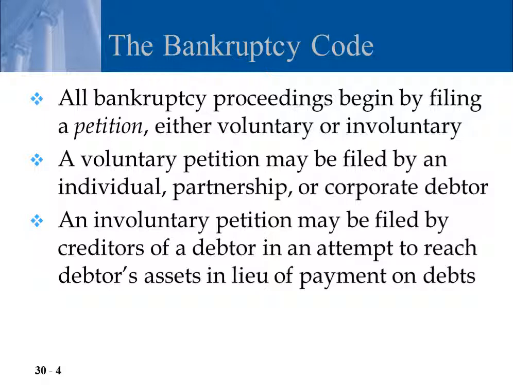All bankruptcy proceedings begin by filing a petition, either voluntary or involuntary. Voluntary means that an individual has filed for bankruptcy by him or herself or as a couple. And involuntary bankruptcy means that creditors have filed a petition against who owes them money. A voluntary petition may be filed by an individual, a partnership, or a corporate debtor. And an involuntary petition may be filed by the creditors in an attempt to reach the debtor's assets in lieu of payment on debts.